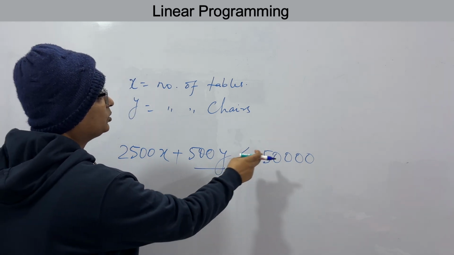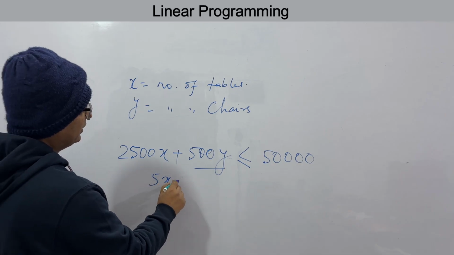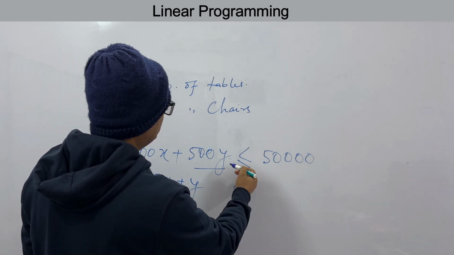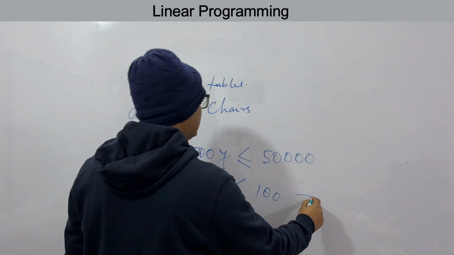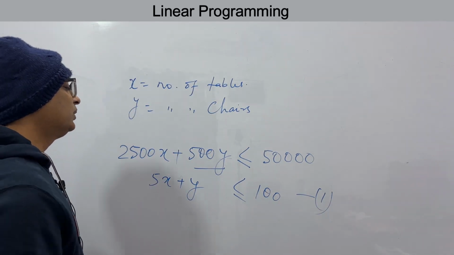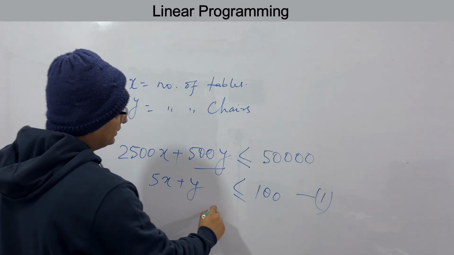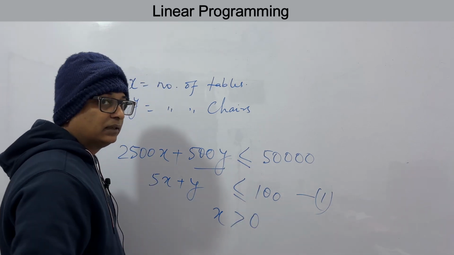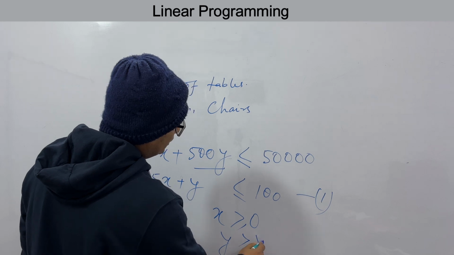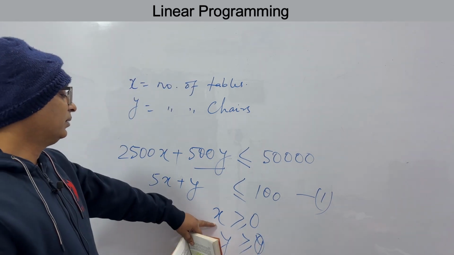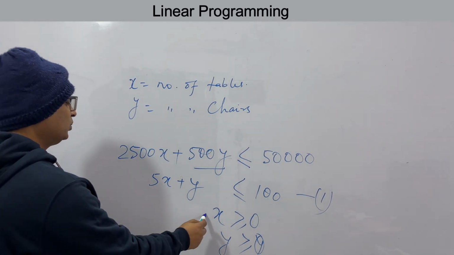So this plus this has to be less than equal to 50,000, or let's divide it by 500. So this will be 5x plus y less than equal to, we have divided by 500, so this will be 100. So this is our first constraint, that this plus this can be equal to or less than this. This is the first constraint. Second is the number cannot be a negative number. Similarly, this cannot be a negative number. The number of tables and number of chairs cannot be less than 0. So these are two other constraints.